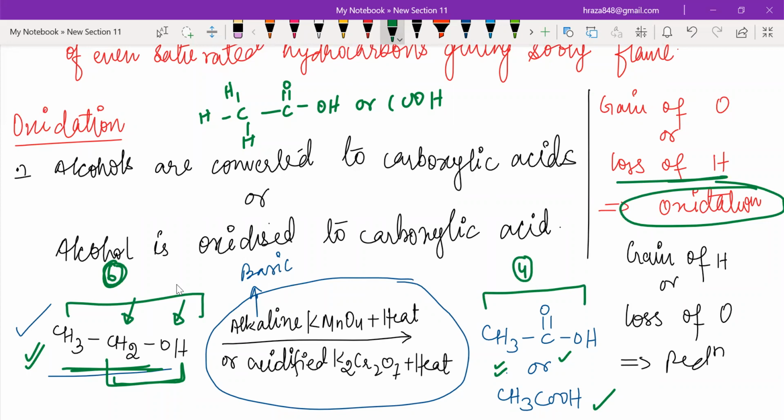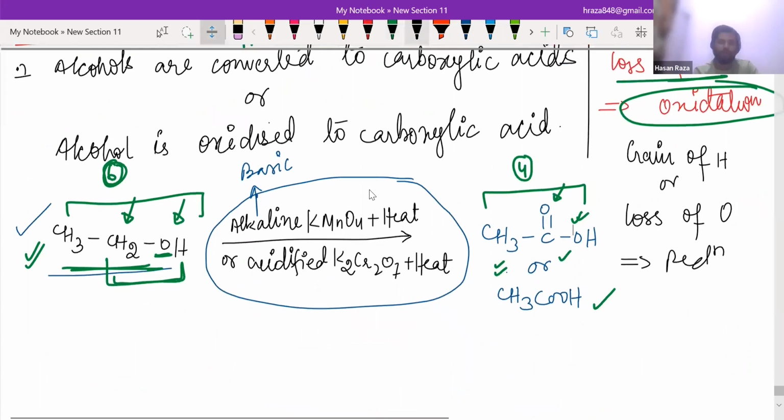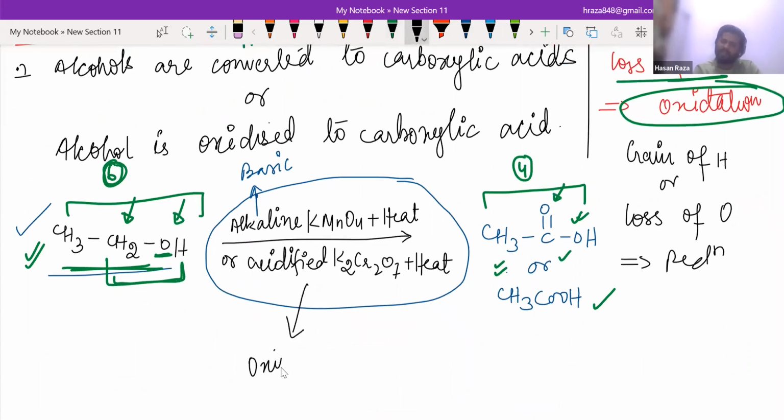Or you can also see it with respect to oxygen. There is only one oxygen in ethanol, and now there are two oxygens in this compound. Please do write it. This reaction is very important. This is the reagent, which is an oxidizing agent. Its work is to oxidize.